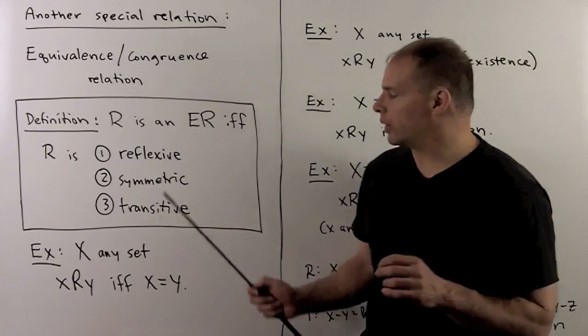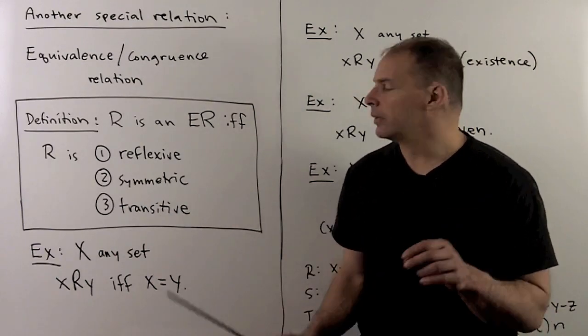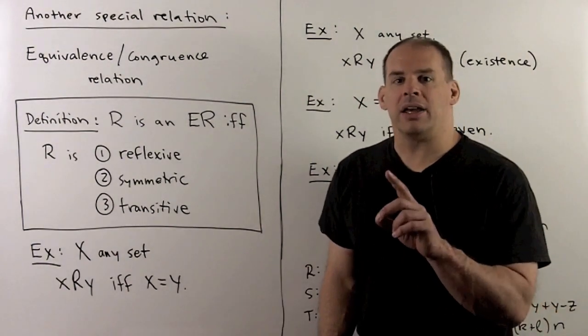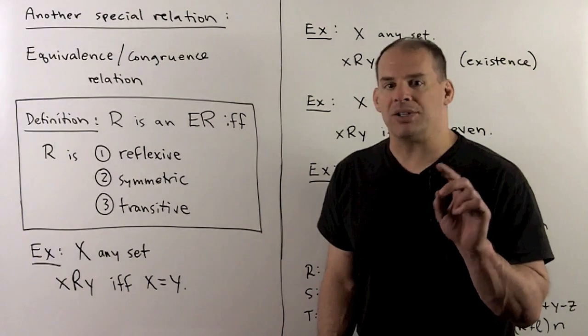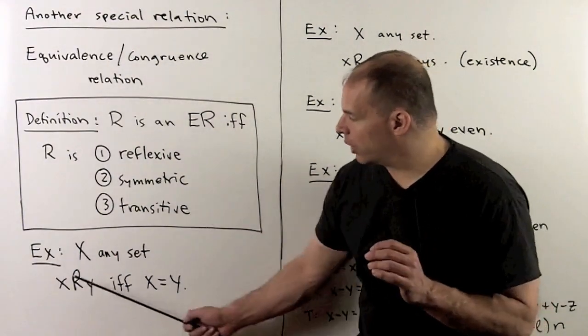So let's just check our three properties. x is always equal to x. If x is equal to y, then y is equal to x. And if x is equal to y and y is equal to z, then x is equal to z. So this is an equivalence relation.